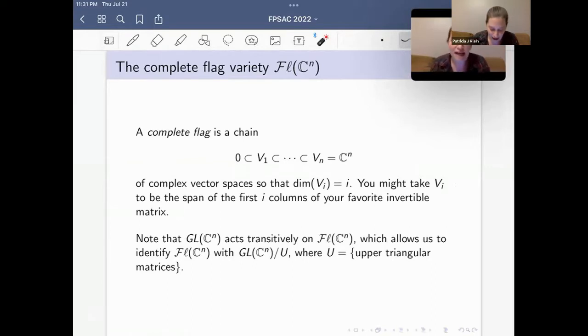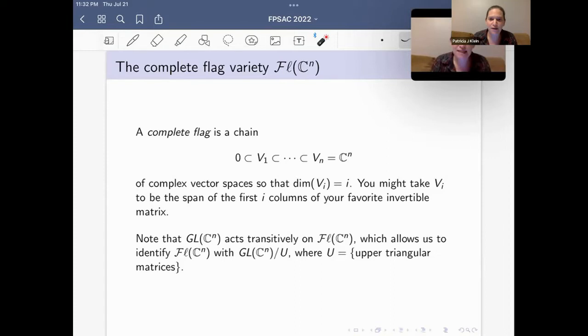A flag is a chain of vector spaces where we increase the dimension of the vector space by 1 with each containment. So one way to construct a flag is to take your favorite invertible n by n matrix and take the span of the first column, span of the first 2 columns, span of the first 3 columns, and so on. It is not the case that 2 different invertible matrices necessarily give us 2 different flags. A cheap example is if we take the identity matrix, or if we take 2s along the main diagonal, this will give us the same flag.